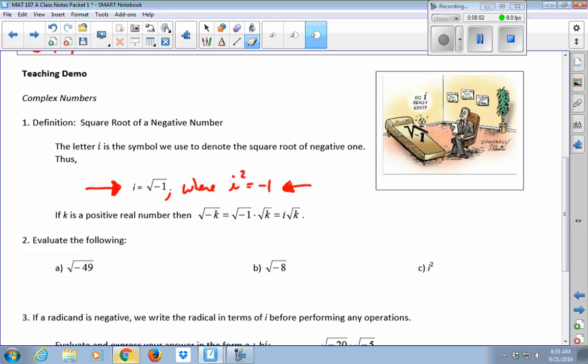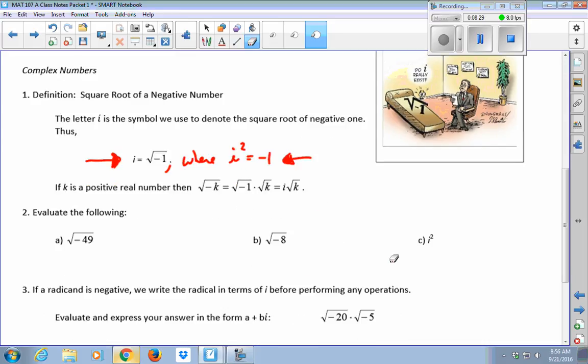So if k is a positive real number and you see the square root of the opposite of that number, then you can factor out the square root of negative 1 times the square root of k. And then you call the square root of negative 1 i. So it's always going to be i times the square root of whatever the real number part is, whatever k is. So for example, the square root of negative 49. Now, I want you to be aware that this symbol is asking for the principal square root. That symbol always asks for the principal square root.